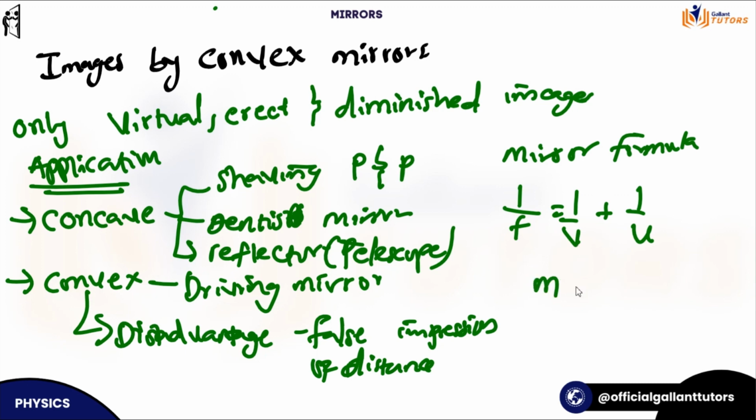Now, what of magnification? We have a formula for magnification. Magnification is simply V over U. It's also equal to image height over object height. I think we actually treated something like this. So, image height over object height.